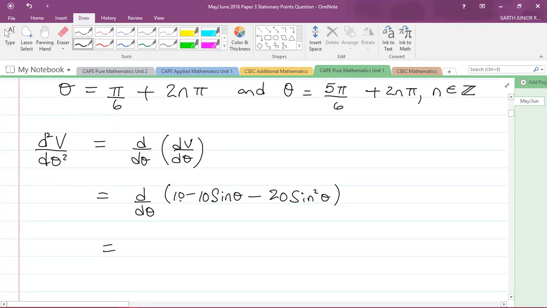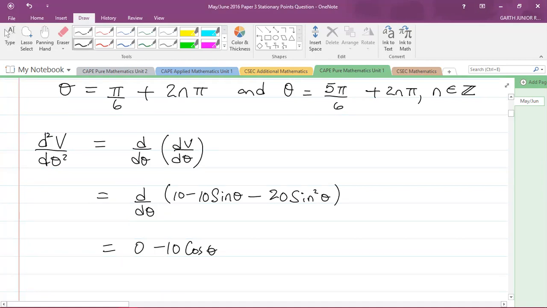We know that when we differentiate a constant, we get 0. So when you differentiate 10 with respect to theta, we get 0. And when we differentiate negative 10 sine theta, we get negative 10 cos theta, because when we differentiate sine, we get cos. Good. And we're now going to differentiate negative 20 sine squared theta.